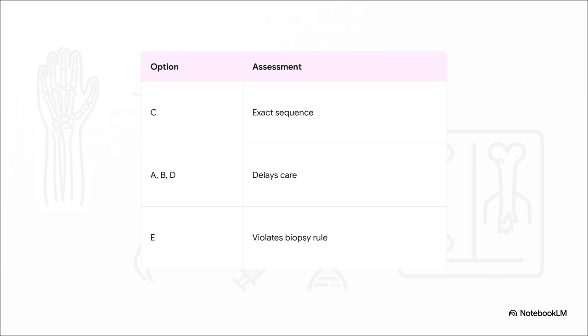Plain films are often negative early on. You must secure the MRI, obtain the biopsy to isolate the organism, and then immediately cover empirically for both Staph aureus and Salmonella. Choices A, B, and D dangerously delay care. And choice E? That violates the fundamental rule of securing a biopsy before making a long-term antibiotic commitment.